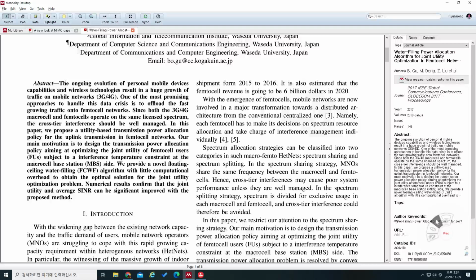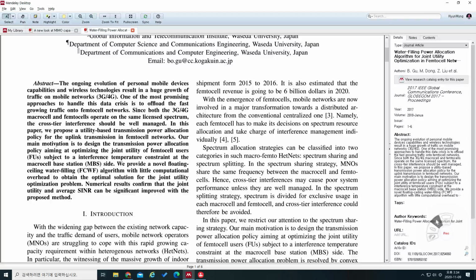Abstract. The ongoing evolution of personal mobile devices' capabilities and wireless technologies results in a huge growth of traffic on mobile networks, 3G and 4G. One of the most promising approaches to handle this data crisis is to offload the fast-growing traffic onto femtocell networks. Since both the 3G and 4G microcell and femtocell operate on the same licensed spectrum, the cross-tier interference should be well managed. In this paper, we propose a utility-based transmission power allocation policy for the uplink transmission in femtocell networks.